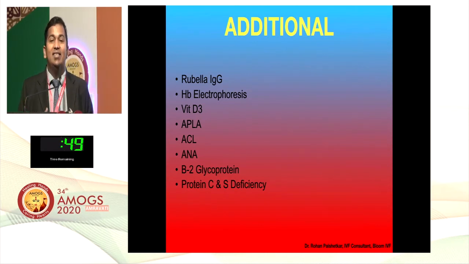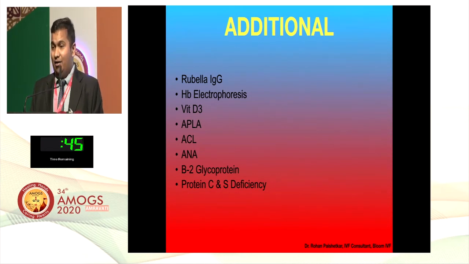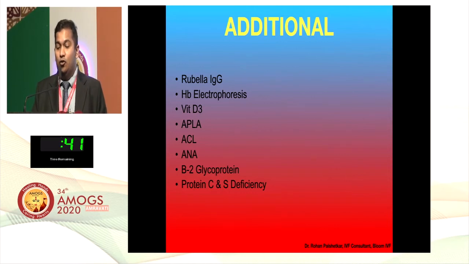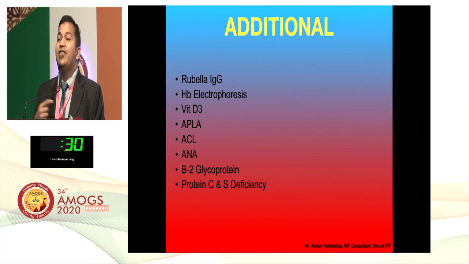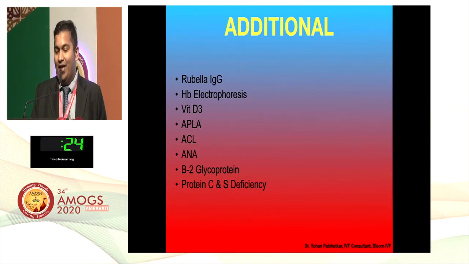HB electrophoresis is something which we do in all our women patients because we want to rule out thalassemia as well as sickle cell, which could be there. Vitamin D3, again, we know that most of the women are deficient, not just women, the men as well. The last 4 or 5 tests are something we do in recurrent implantation failures or in patients with bad obstetric history. So that's something you can consider at that point.